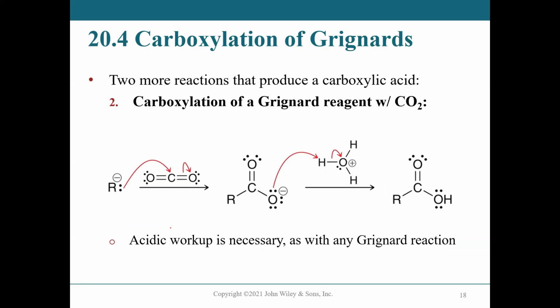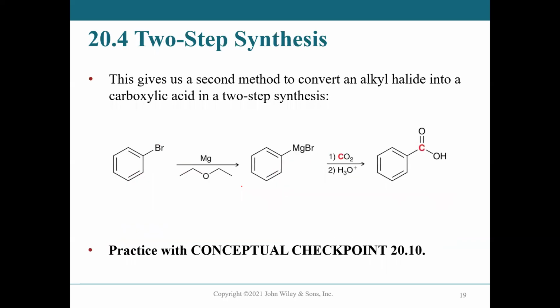And we also have the carboxylation of a Grignard reagent. This gives us a second method to convert an alkyl halide into a carboxylic acid in a two-step synthesis. So we can see this two-step synthesis right here, step 1 and then step 2.